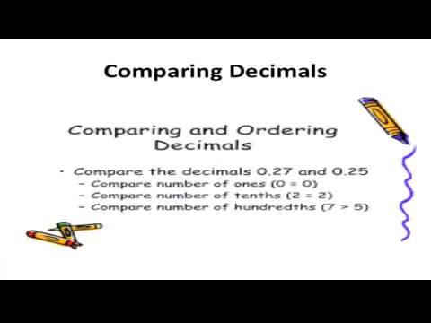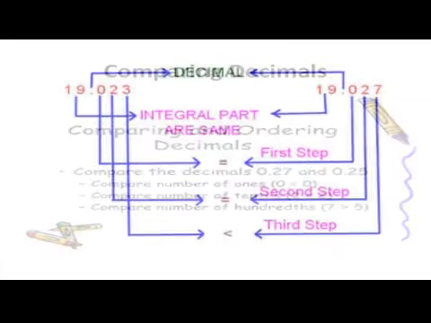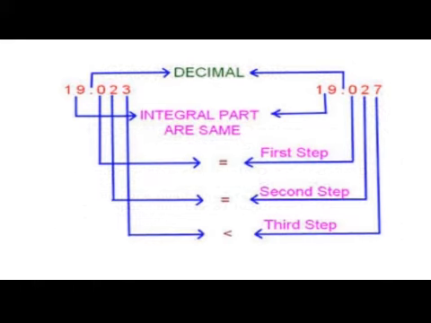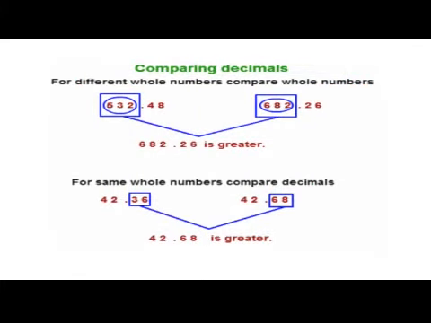Now next we are going to see comparing decimals. First, convert the given decimals into like decimals. Compare the whole number parts. The decimal with the greater whole number part is the greater number. If the whole number parts are equal, compare the tenths digits. The decimal with the bigger digit in the tenths place is greater. If the tenths digits are equal, compare the hundredths digits and so on.